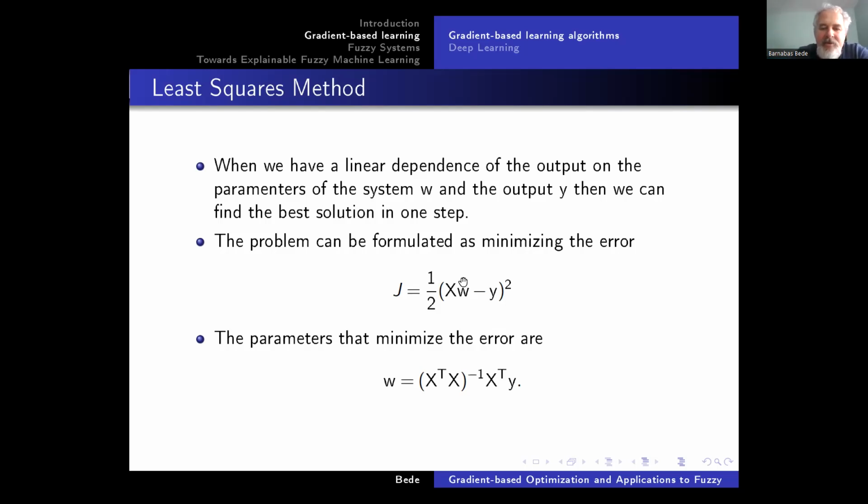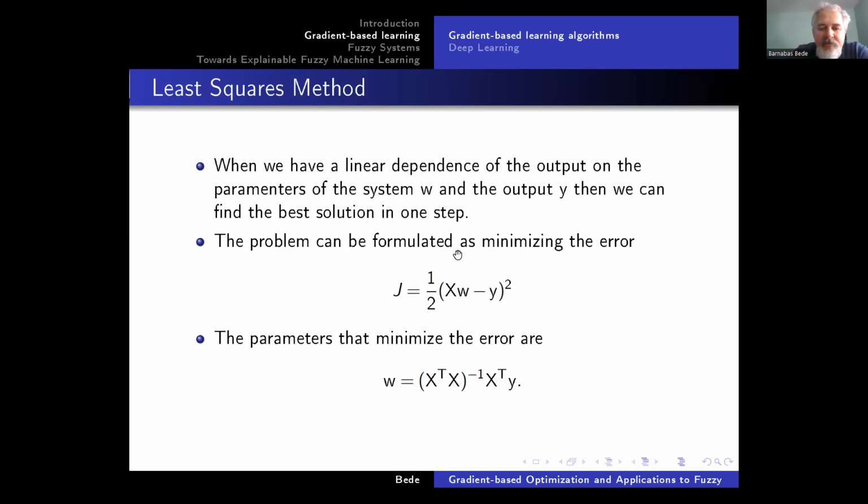So imagine that W are the parameters, and X is your input. Your linear dependence of the output on the input is basically X times W, a vector multiplied by a matrix. Now the desired output is Y. So here we have an error function that is 1/2 of our output minus the original output, all squared. So we want to minimize this error. To do that, we have a one-step method.